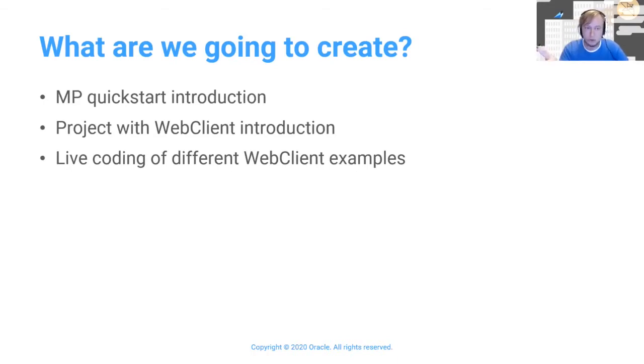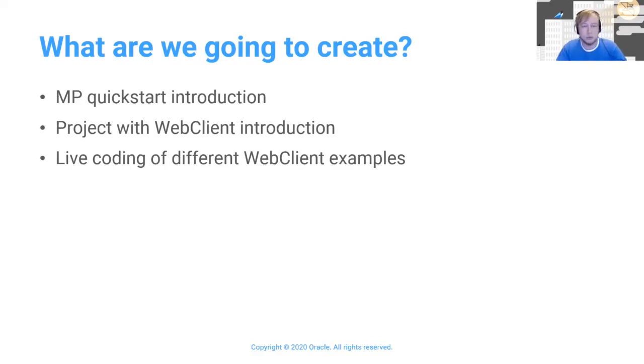Then I will move to the other project I have created. For the quick start, we will just start it. I will show you those endpoints which we will be using, and then we will move out of it. We will not use it anymore. We will just start it and leave it running. And I will show you the project with the web client itself. That's the project where we will be working. And after the introduction of the projects, I will move to the live coding itself.